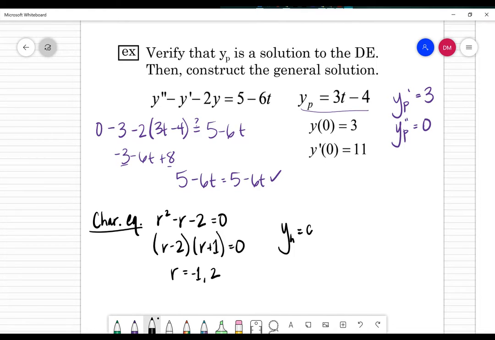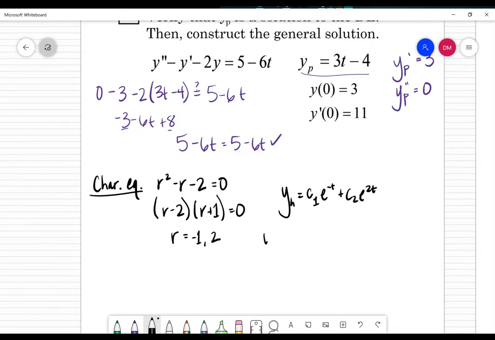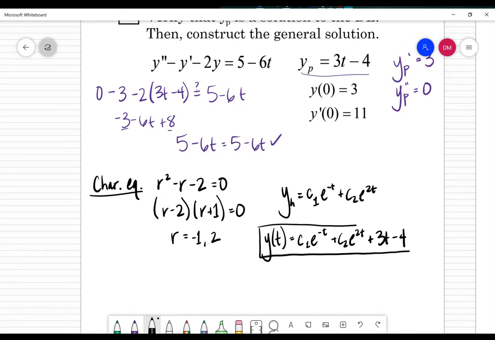meaning the homogeneous portion of this general solution is going to be C1. We want to make sure to include those. C1 e to the -t plus C2 e to the 2t, forming my full general solution with the particular portion of the solution, which would look like C1 e to the -t plus C2 e to the 2t plus 3t minus 4, tacking on that y sub p at the end.